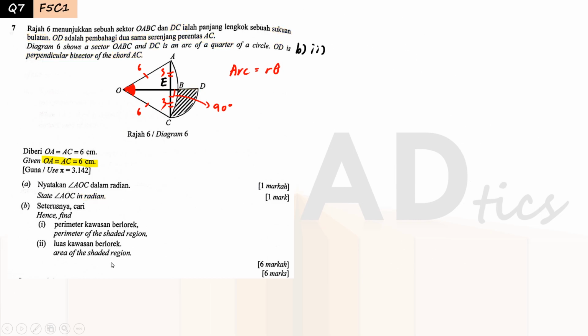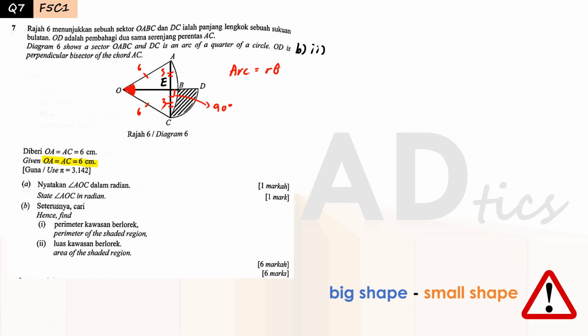For the next part, we need to find the area of the shaded region. The shaded region is inside this quarter of a circle, and to find areas, usually I will use this technique, which is big shape minus small shape. Big shape means I need to find a recognizable shape which includes the shaded region, for example this quarter of a circle, ECD. The reason is that we have certain formulas to help us find the area of a quarter of a circle or a sector. So I would select ECD.